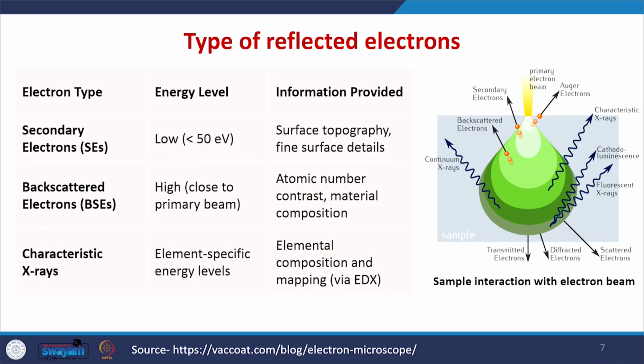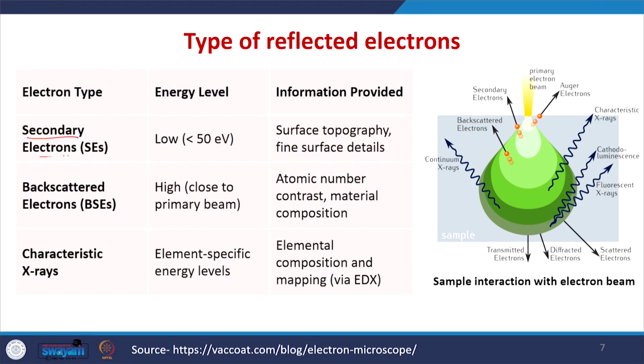So, let us see what the various types of reflected electrons are and what kind of information we can get from them. The first one is secondary electrons. From the secondary electrons, we can get information like surface topography and fine surface details. From the backscattered electrons, we get the atomic number contrast and material composition of your sample. And the third one is X-rays. By using that, we get the elemental composition and elemental mapping. So, let us see this in detail one by one.